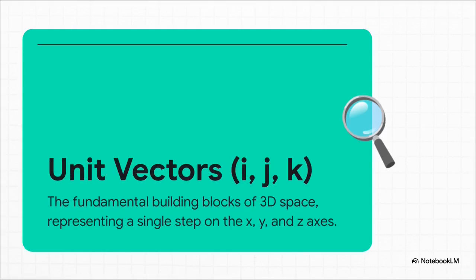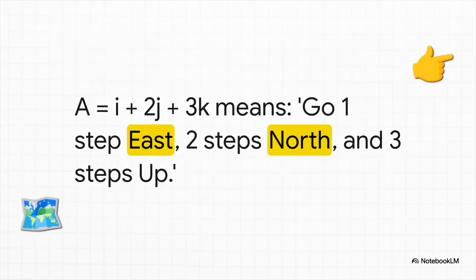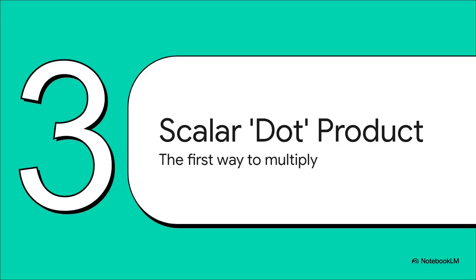So what's up with those letters, the I, J, and K? Well, they're super important. They're called unit vectors, and you can think of them like the fundamental ingredients for moving around in 3D space. I is basically take one step east, J is take one step north, and K is take one step up. So when we look at our vector A, it's really just a set of instructions, like a treasure map. It's saying from wherever you start, go one step in the I direction, then 2 steps in the J direction, and finally 3 steps in the K direction. Boom, you've arrived.